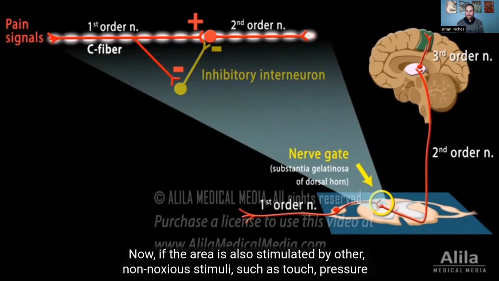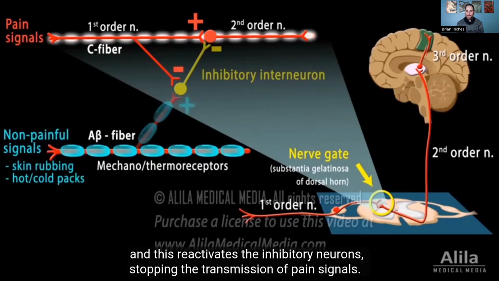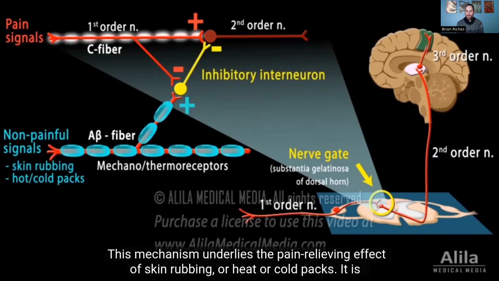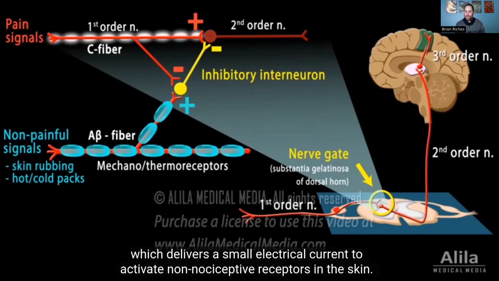Now, if the area is also stimulated by other non-noxious stimuli such as touch, pressure, or changes of temperature, a different type of nerve fiber, large diameter A beta, is activated, and this reactivates the inhibitory neurons, stopping the transmission of pain signals. This mechanism underlies the pain-relieving effect of skin rubbing or heat or cold packs. It is also the basis of pain treatment procedures such as transcutaneous nerve stimulation, which delivers a small electrical current to activate non-nociceptive receptors in the skin.